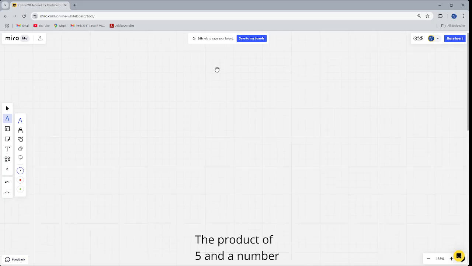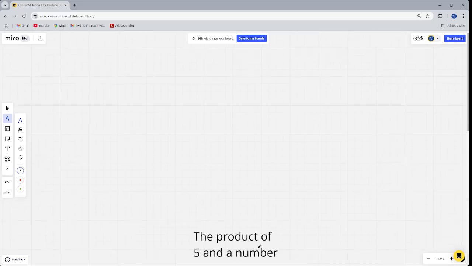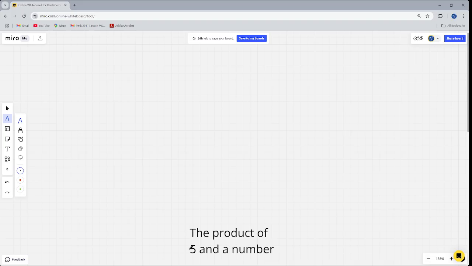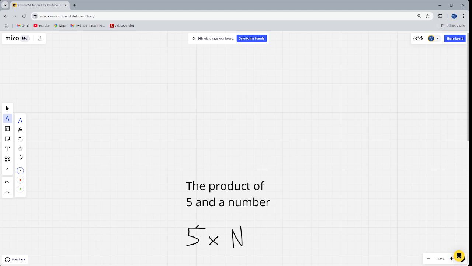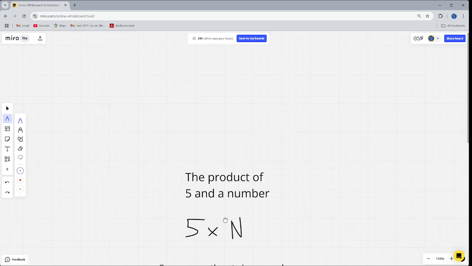So for our first example, we want to find the product of 5 and a number. So for this, product means multiplication, and we know that one of the numbers is 5, and we're going to be multiplying it by a number, right? So to write this as an equation, we can do 5 times n, okay, where n is our unknown number.